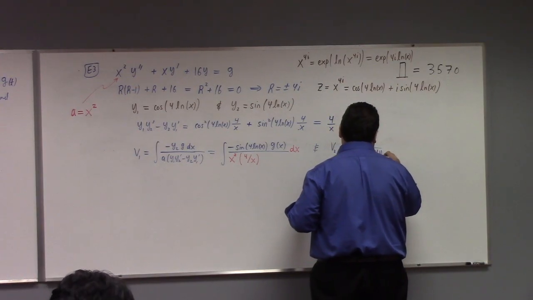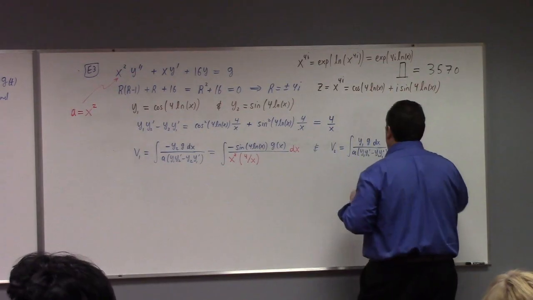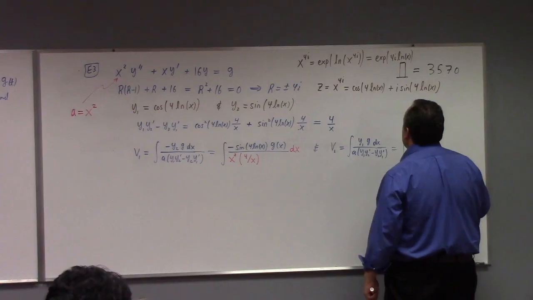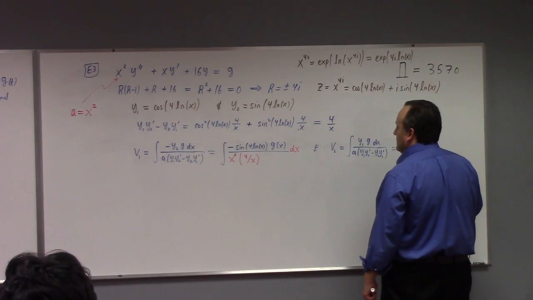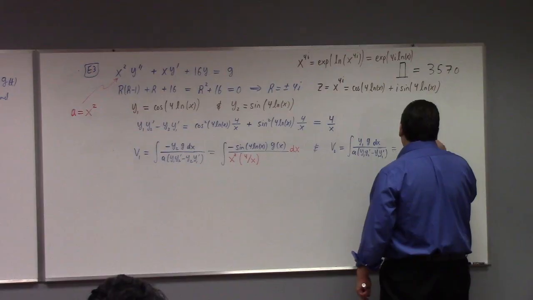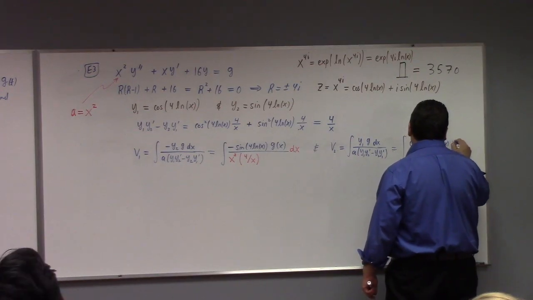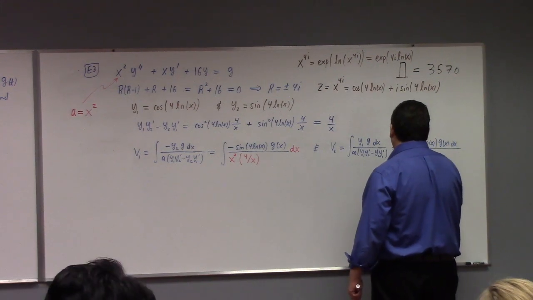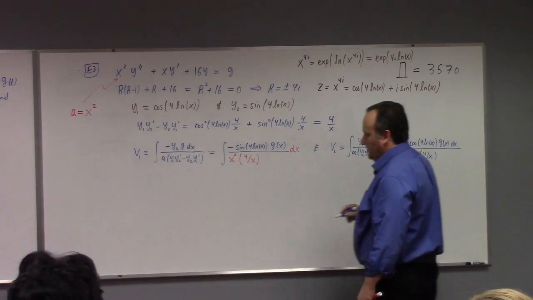I'm starting to feel like I should have called that w. And that's the integral of cosine of 4 times the natural log of x times my g of x dx, all divided by x squared times, well, again, 4 over x. All right. Let's put it all together.